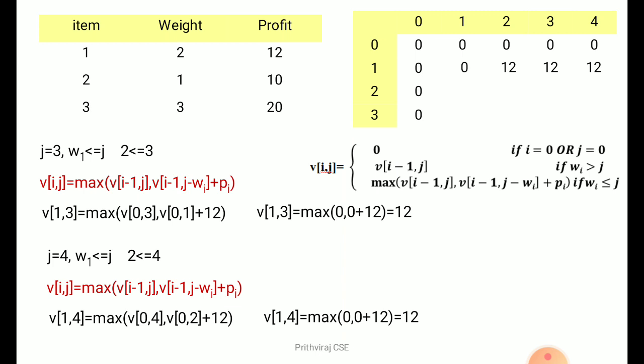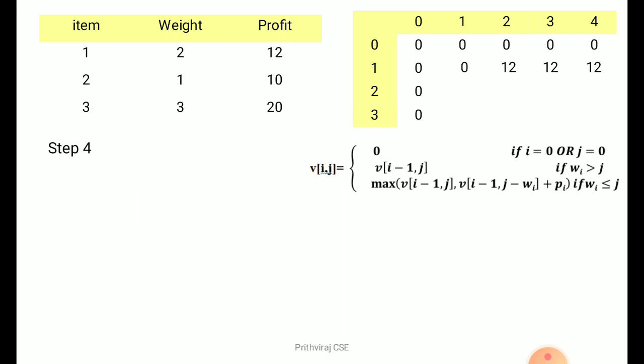Next we will compute for i is equal to 2. So for i equal to 2, again we have to compute for j equal to 1, j equal to 2, j equal to 3, and j equal to 4. So step 4 is i equal to 2, weight w2 is equal to 1, profit p2 is equal to 10. Now we have to repeat the same thing once again.